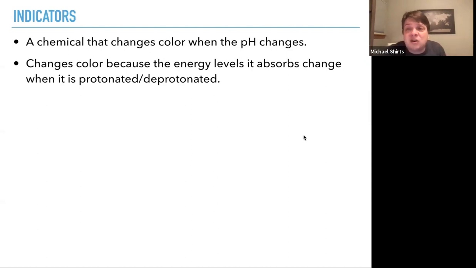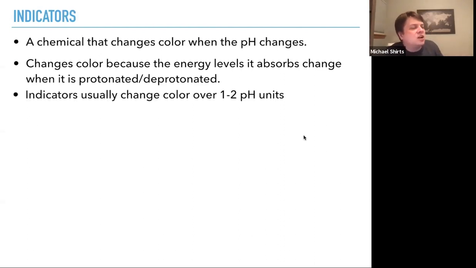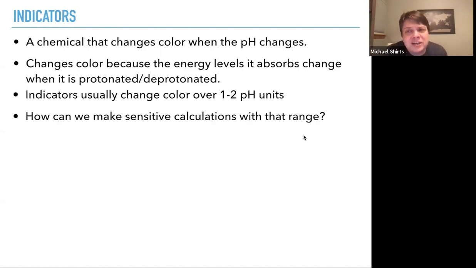And these indicators are all weak acids and weak bases. And so they protonate or deprotonate at specific pHs. The indicator colors usually change color over 1 to 2 pH units. And of course, 1 to 2 pH units means a change in concentration of H+ or hydroxide by 10 to 100 times. That seems like a really big change. So can we really make precise determinations of how much acid or base there is based on a change of such large concentrations? So we'll get to that in a second.